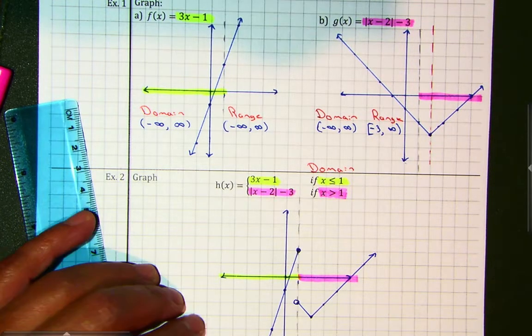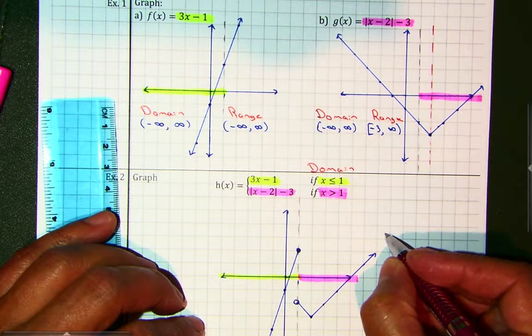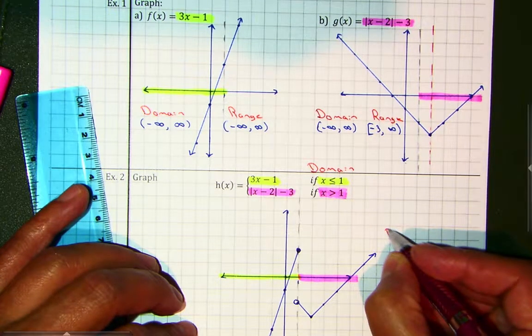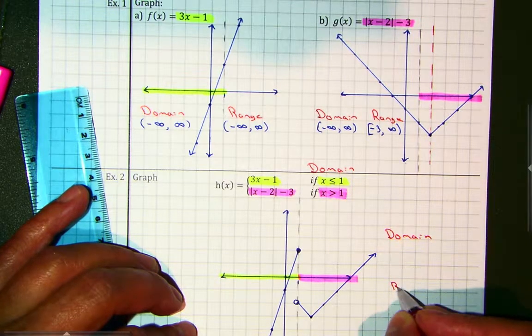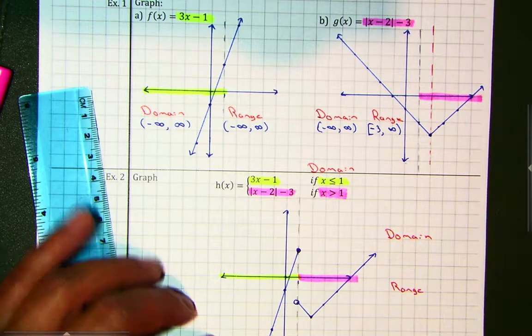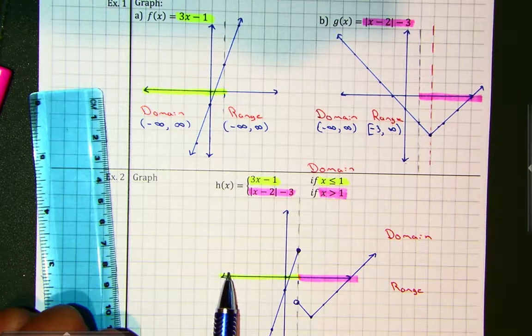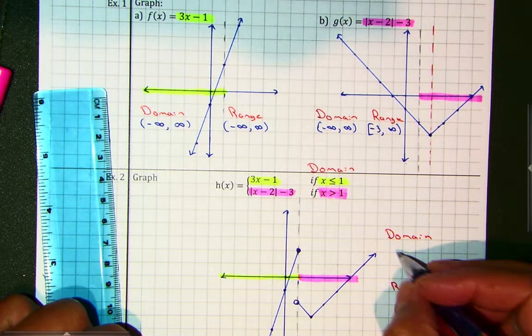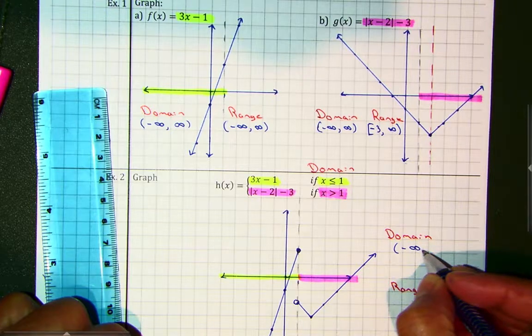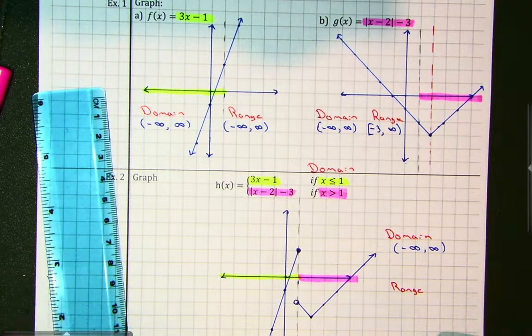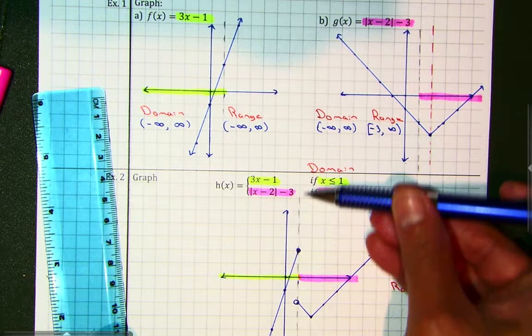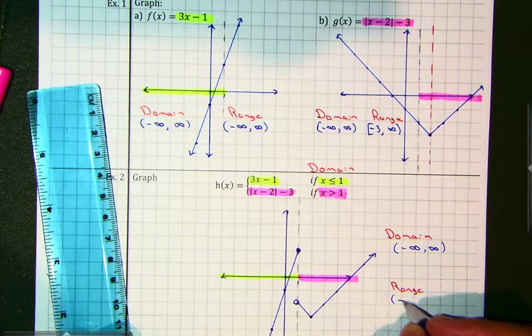My domain, in my range. My domain, I do have a graph throughout, so it'll be all real numbers. In my range, I do also have a graph throughout, so it'll be all real numbers.